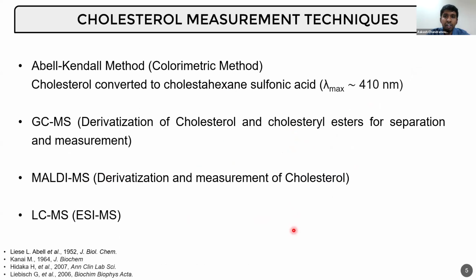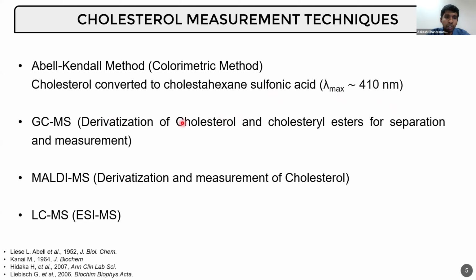Over the years, there have been several different techniques to measure cholesterol. One of the oldest techniques is known as the Abell-Kendall method, which is a colorimetric method where the total cholesterol is measured. Here, cholesterol esters are first converted to cholesterol through saponification, and this cholesterol is converted to cholestahexaene sulfonic acid through the action of acetic anhydride as well as sulfuric acid. This generally has an absorption maximum at 410 nanometers. However, although this method is rapid, it is not very qualitative or quantitative for the cholesterol ester species, and you don't get to know any diversity of these molecules.